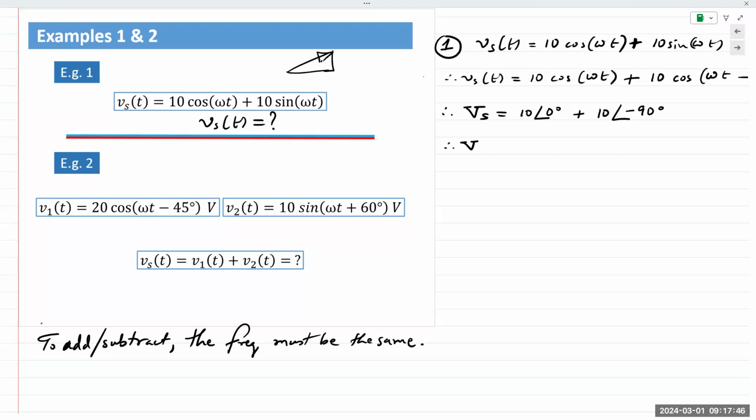Anyway, right now I want to perform addition. So I'm going to convert this into rectangular coordinates, which simply gives me 10 plus j0 plus 0 minus j10. I want to perform manual addition or subtraction, and it's easier to do so in rectangular coordinates. Add the real parts together, add the imaginary parts together, and you get 10 minus j10.